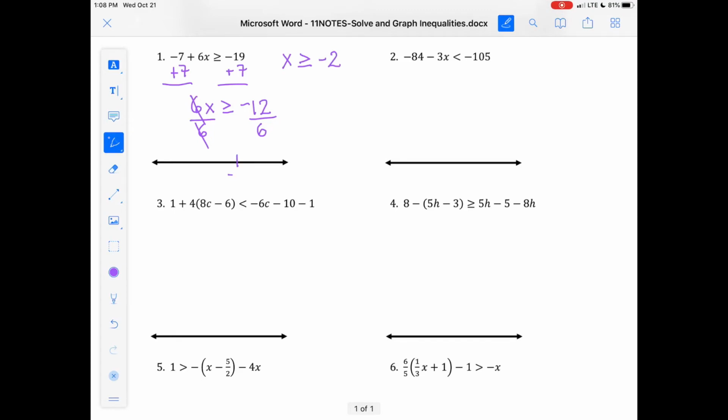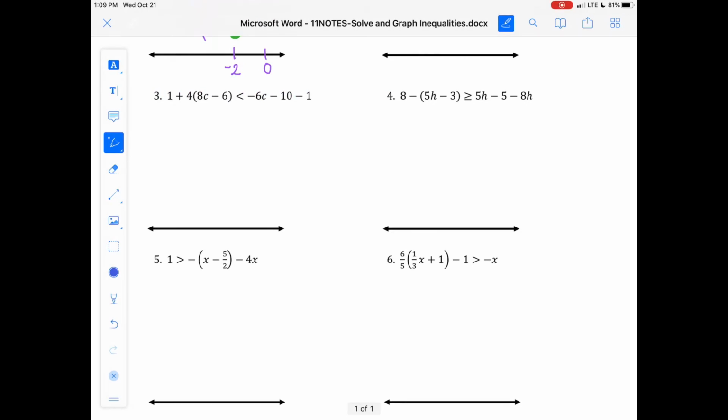On our number line, I like to put 0 just so that it's there. That's my origin. -2. So x is greater than or equal to -2. So I know I have a closed circle because it's or equal to. And what would be greater than? Greater than would be values to the right of -2.